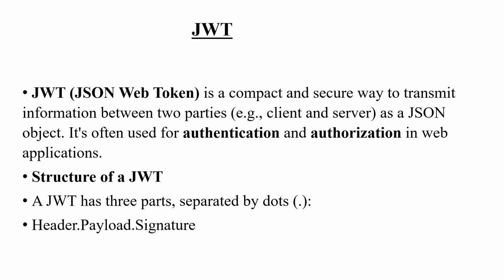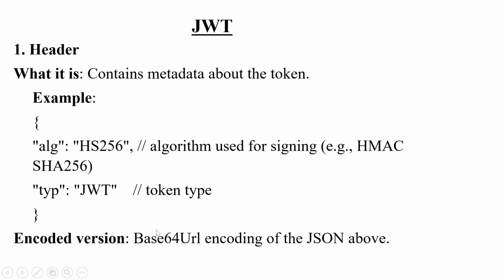Now, I want us to look at the structure of a JWT. A JWT has three parts separated by dots: header, payload, and signature. Let us look at these things. What is a header? The header contains metadata about the token. This is an example header. It contains the algorithm used for signing, e.g. HMAC SHA-256. It also contains the type, which is the token type, JWT.